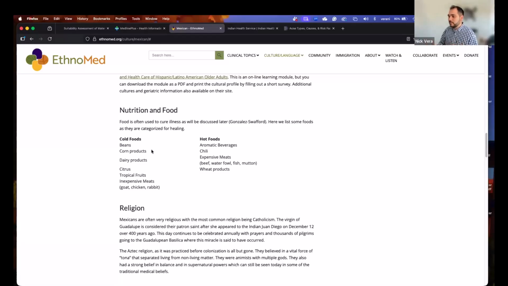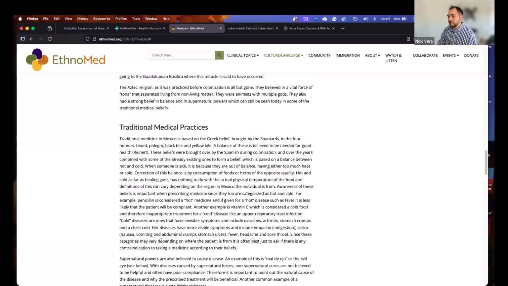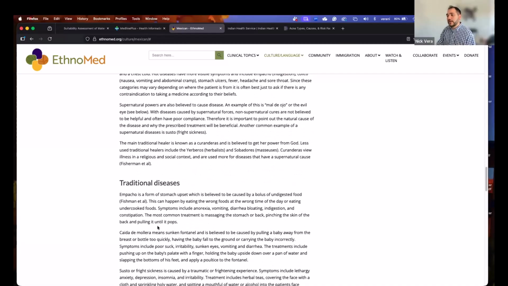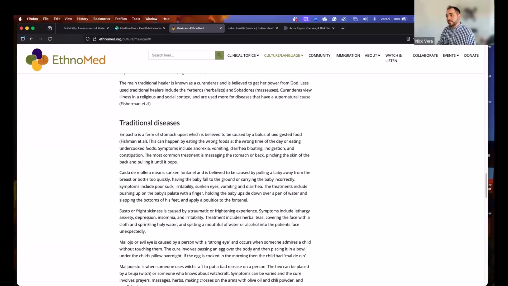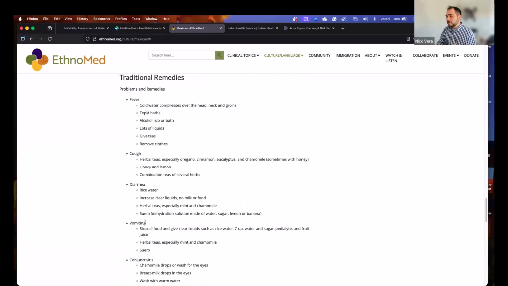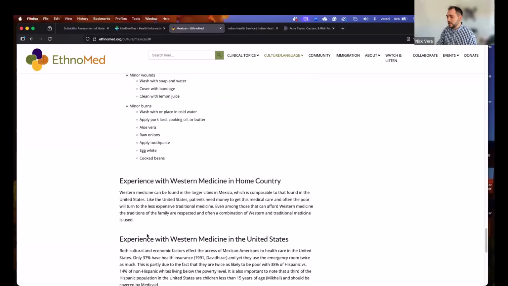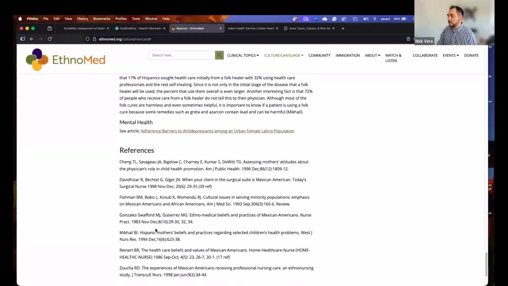So we can get a little bit of the cold foods, hot foods, the religion, traditional medical practices, which is probably going to be very imperative if you're working with groups and providing health information. It would help to have a better understanding of what cultural underpinnings might be guiding their decision making and aligning whatever suggestions you have with that. But there's so many different types of information in Ethnomed that I really encourage all of you to look at.